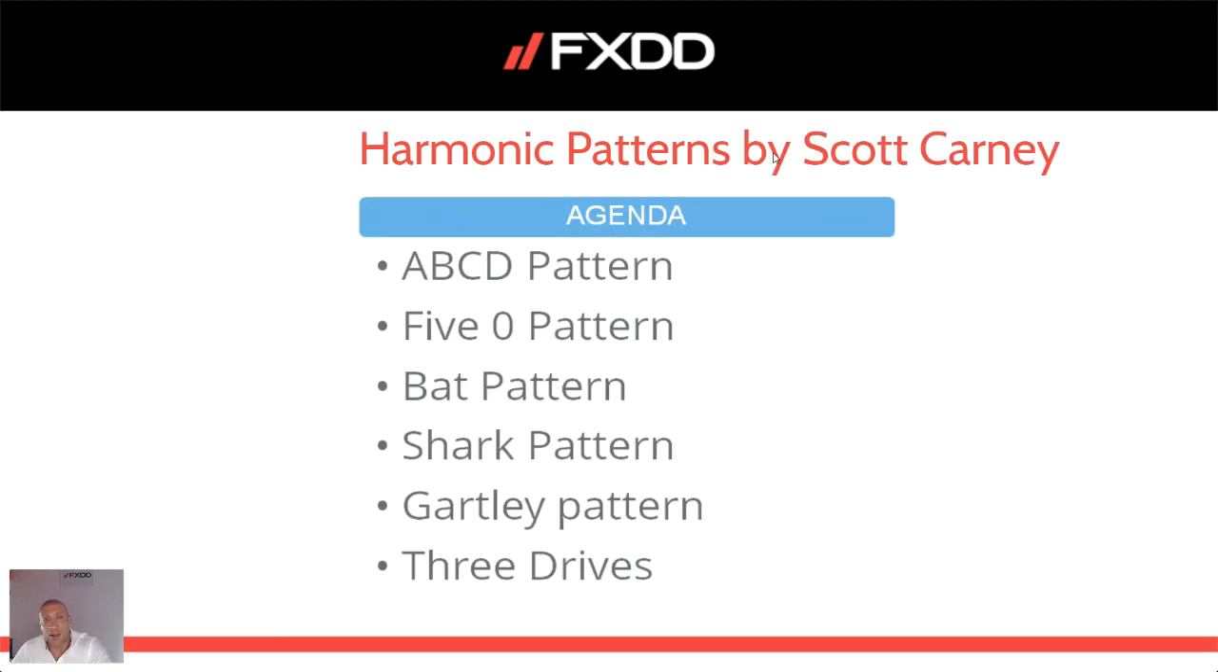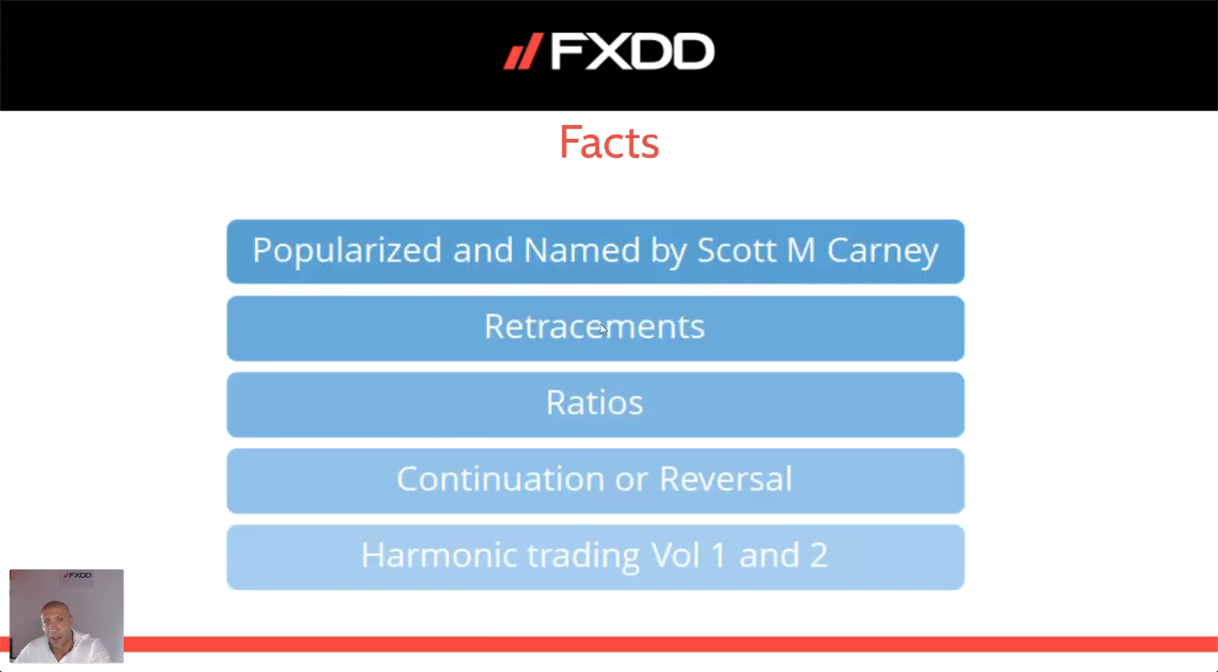Now, I will show you different patterns, namely ABCD, 5-0, Bat, Shark, Gartley, and 3 Drives. Those are harmonic patterns that were created by Scott Carney. Then I will open a real chart, and I will show you with an indicator that I have how the indicator actually finds excellent trading setups here on the FXDD platform.